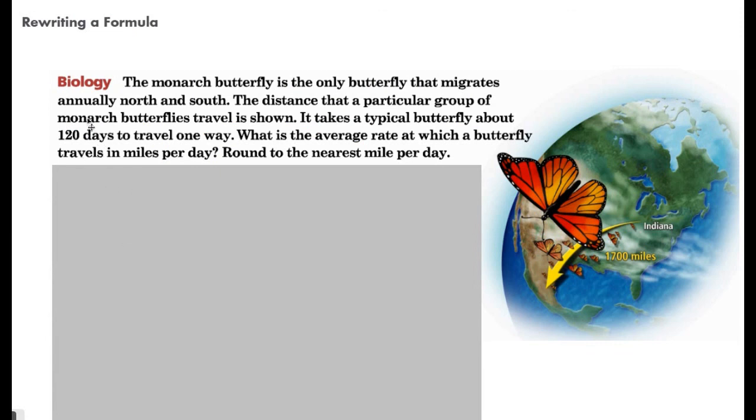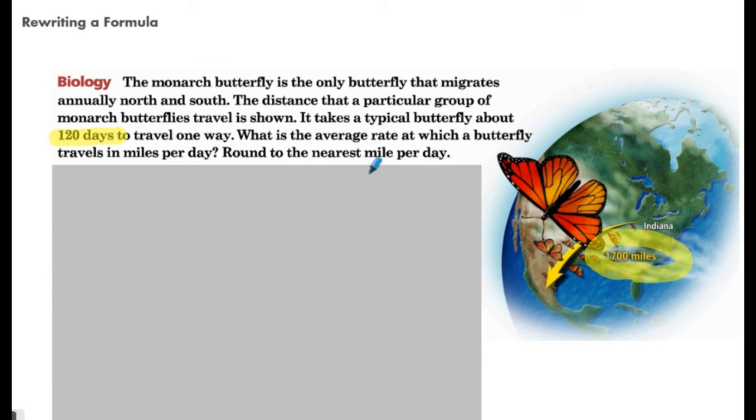Okay, our final problem is the following. The monarch butterfly is the only butterfly that migrates annually from north to south. The distance that a particular group of monarch butterflies travel is shown. So let's see what they're talking about here. So here's our picture, and if you notice, the distance in miles is right here. It's going to be 1,700 miles. Okay, it takes a typical butterfly about 120 days, so we'll highlight that also, to travel one way. What is the average rate at which a butterfly travels in miles per day, round to the nearest mile per day?